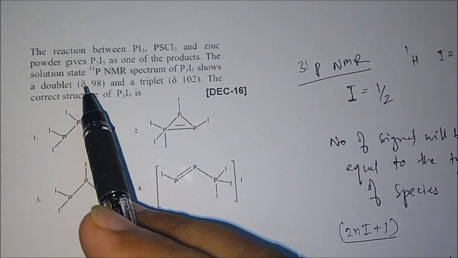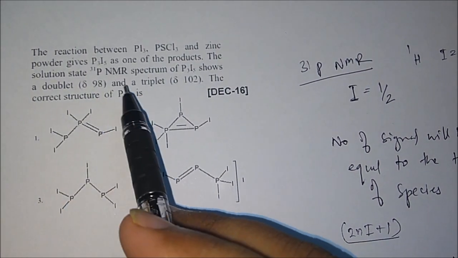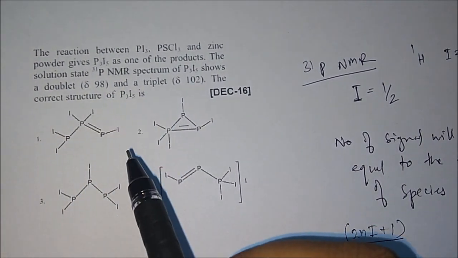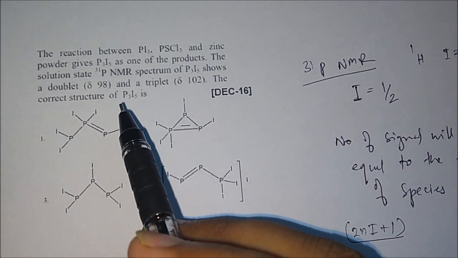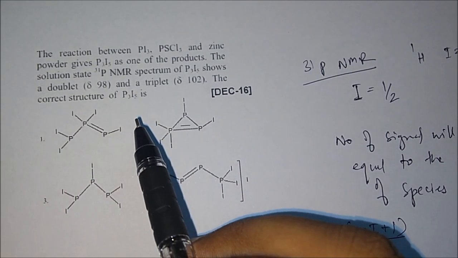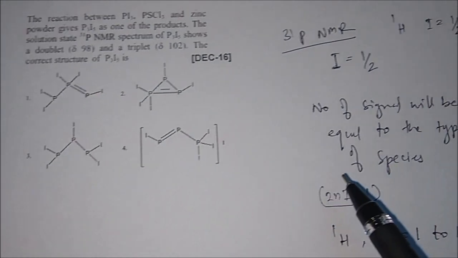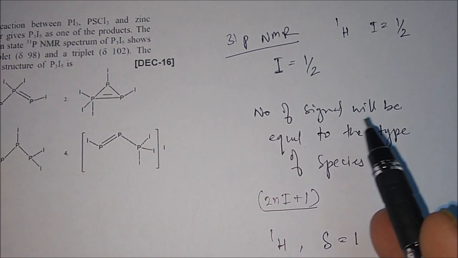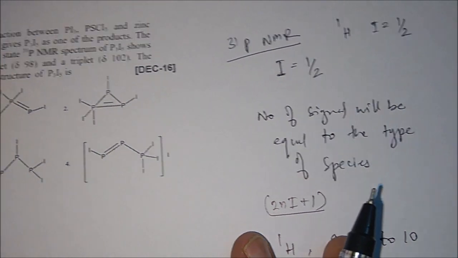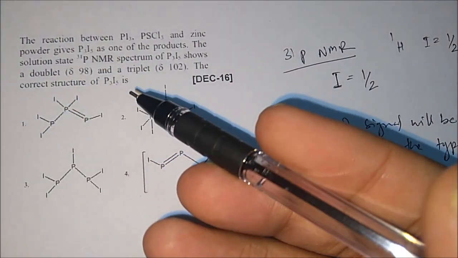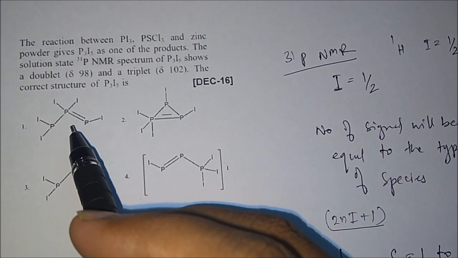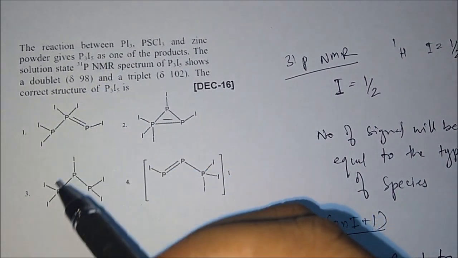It means that the signals you are getting is 2. There are 2 signals. So that means the compound, your P3I5, will contain 2 types of phosphorus. All right, because this point is telling you that the number of signals which you get is equal to the type of species. Here you will have 2 types of species, meaning 2 types of phosphorus, because we are studying only phosphorus NMR spectroscopy.